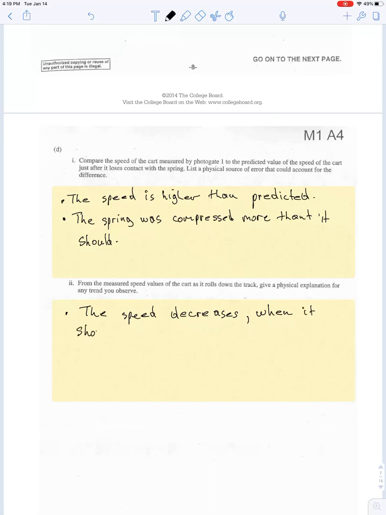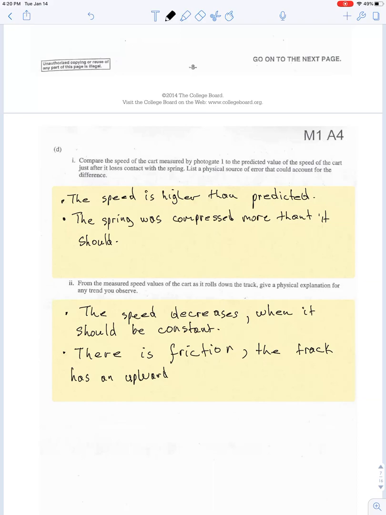So you put that to make sure they understand you know exactly what you're talking about. You sound fancy right here. Should be constant. Look at you. Big brain. Let's go. And then you just say, there is friction, if you want to keep it simple. Or if you want to be real fancy, you just say something like, the track isn't level. It has an upward slope. Or you could even say, it's inclined upward. Like it.